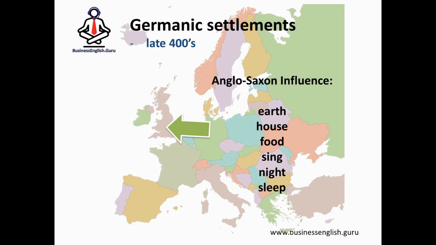By the 7th century, Latin speakers started to refer to Britain as Anglia, which was basically the land of the Anglos, and that word, of course, later developed into England.